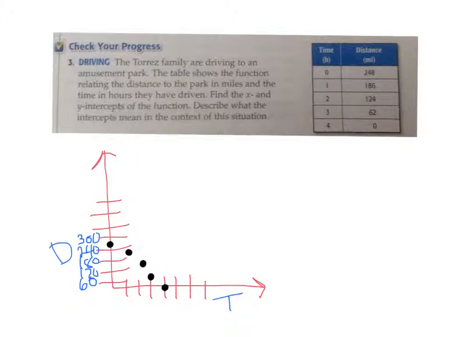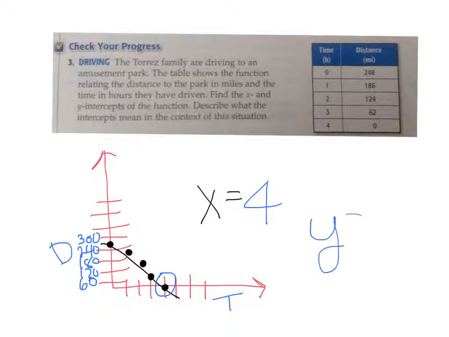So if we do this to make our line, our x-intercept is where the line crosses the x-axis. So on this graph, it's right here. So we would say that the x is 4. The y would be here. So that would be 248. Now I want you to describe what this means.